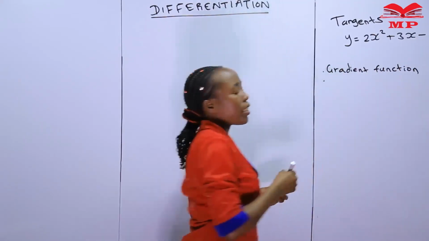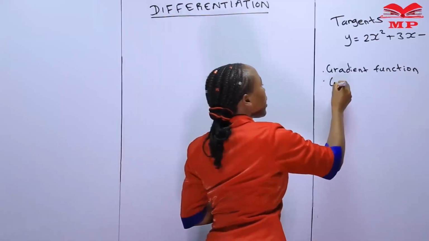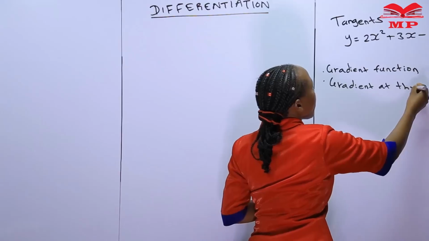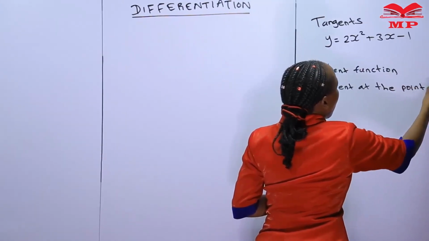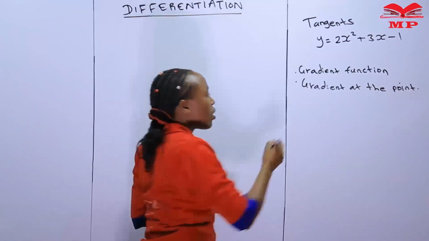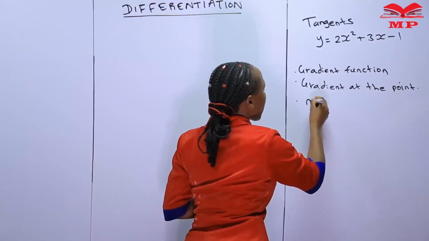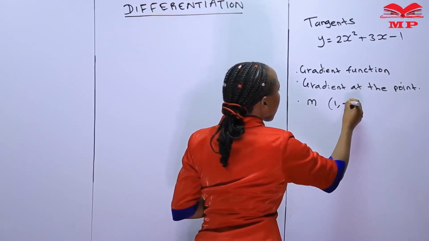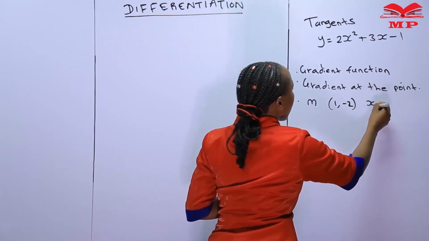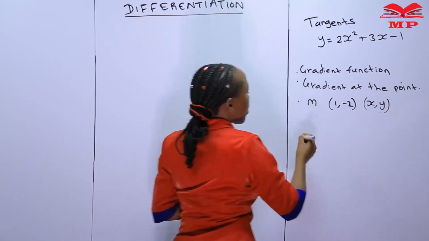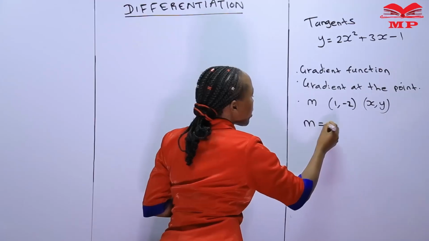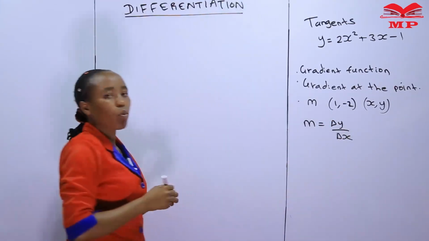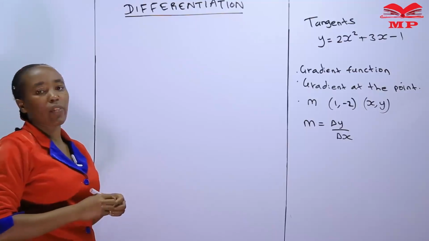After finding the gradient function, find the gradient at that point, the gradient at the point given. Once you find the gradient, now you can take your gradient, then you have the point, for example in our case (1, -2), and then an imaginary point (x, y). Then from the formula m is equal to change in y all over change in x, you will be able to find the equation of that line.